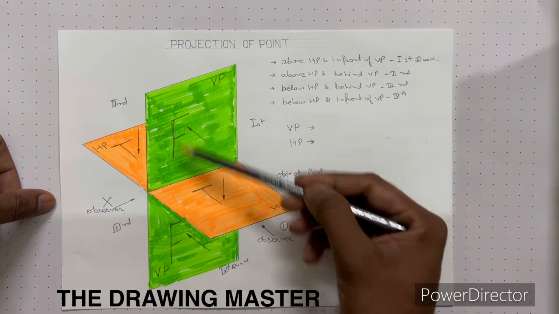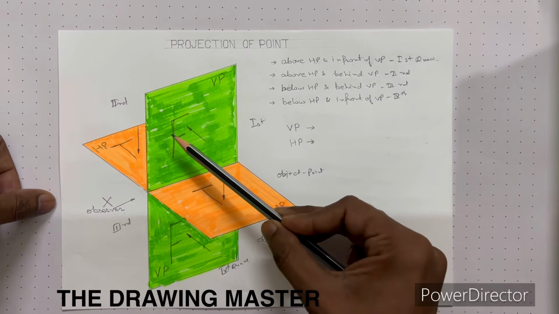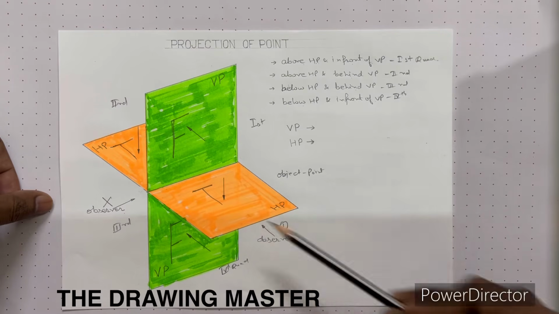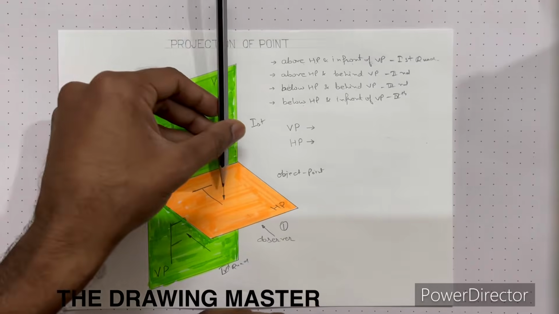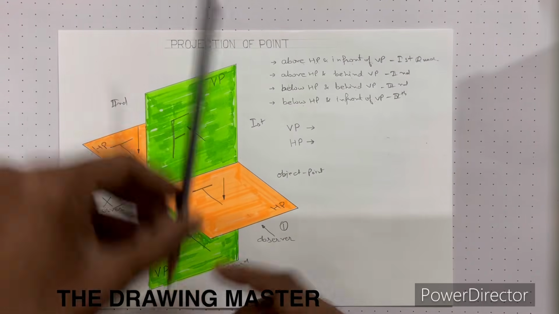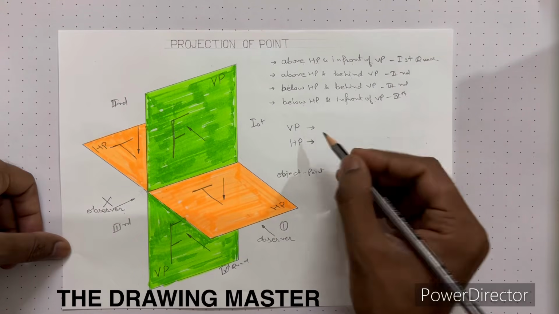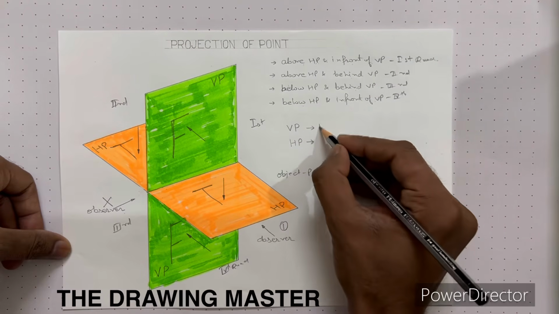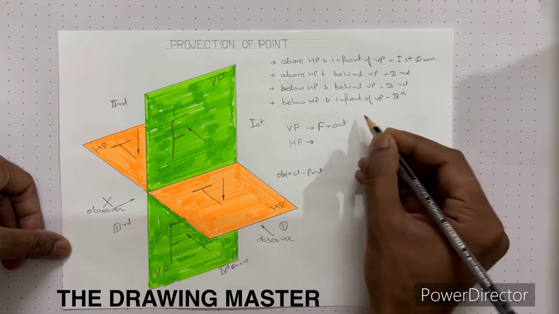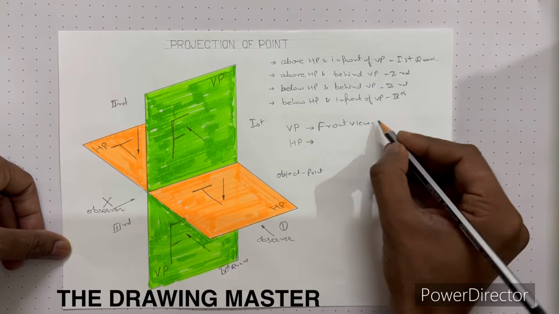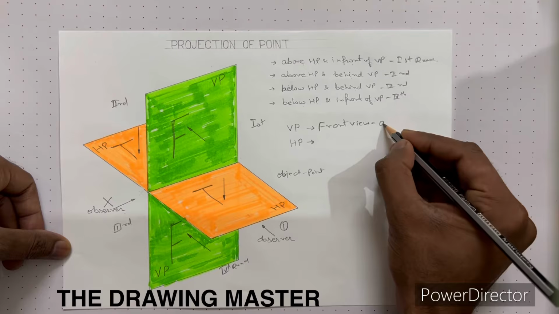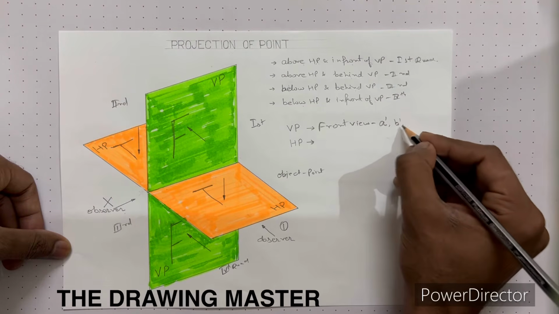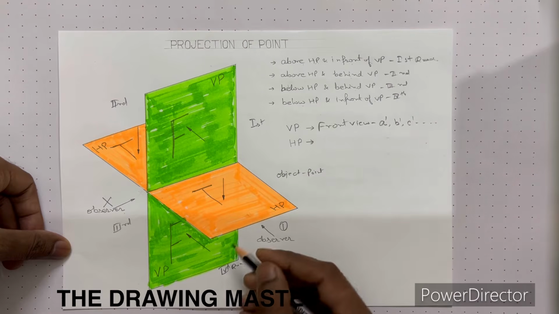VP is always front view because it is in front of you. Whatever you are drawing here, that will be visible from front. So VP contains front view and HP is always top view, right? So now what is the notation? VP contains front view and its label is lowercase letter with dash, like A dash, B dash, C dash, and so on.